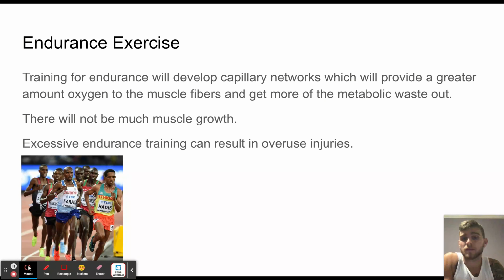Excessive endurance training can result in overuse injuries, such as shin splints, which is a big one that you'll see in runners, where that tendon and that bone just start to pull apart because of that constant repetition, and it's not necessarily good for your body.